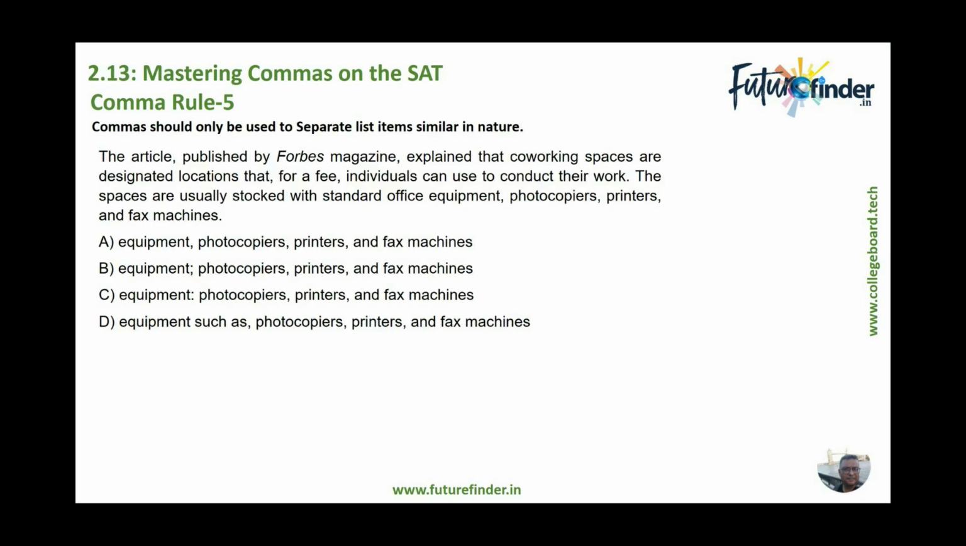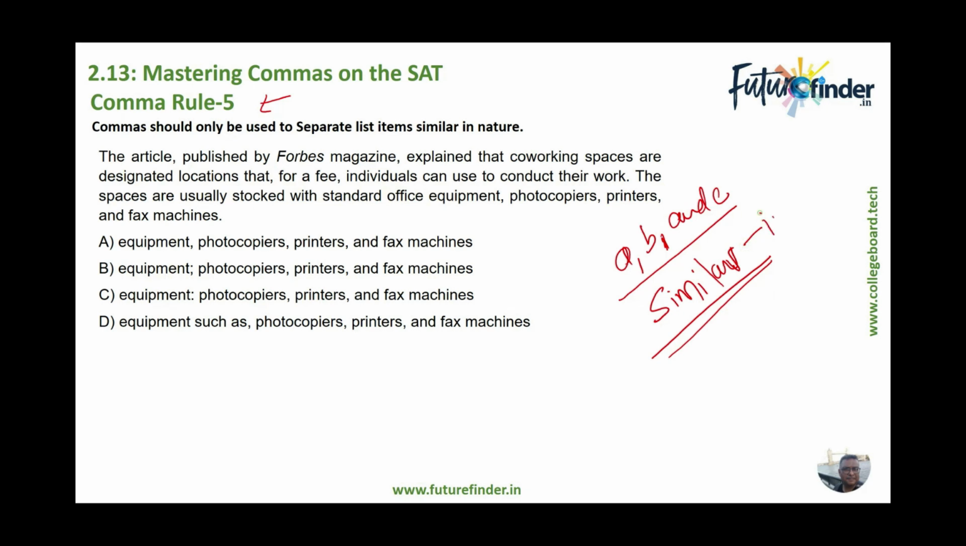Now we come to comma rule number 5. Comma rule number 5 is very important because it is tested multiple times on the SAT. The most common use of a comma is to demarcate a list: A, comma, B, comma, and C. We need to be absolutely sure that these commas demarcate a similar list. It is very important to understand that this list has to be similar in nature. This cannot be an inclusive list or a wider list or a list of items that is not a part of the list itself.